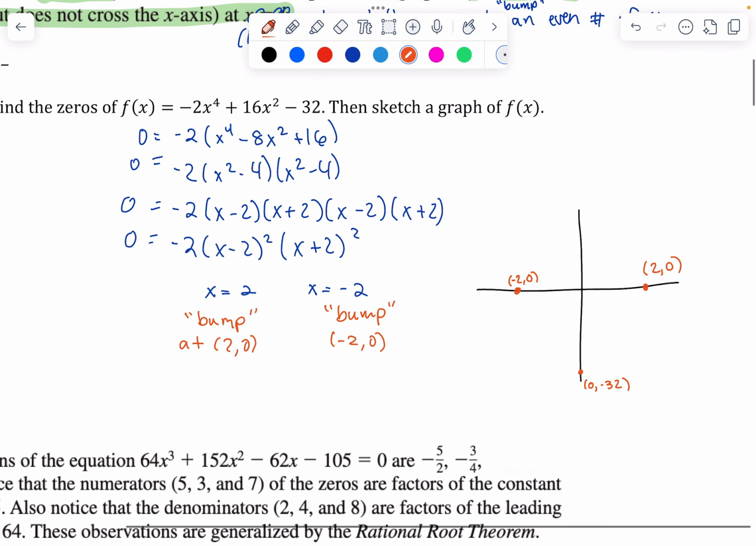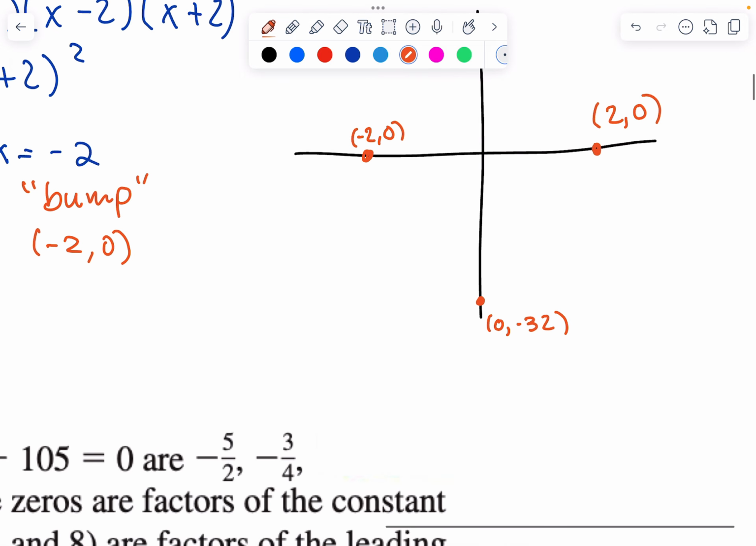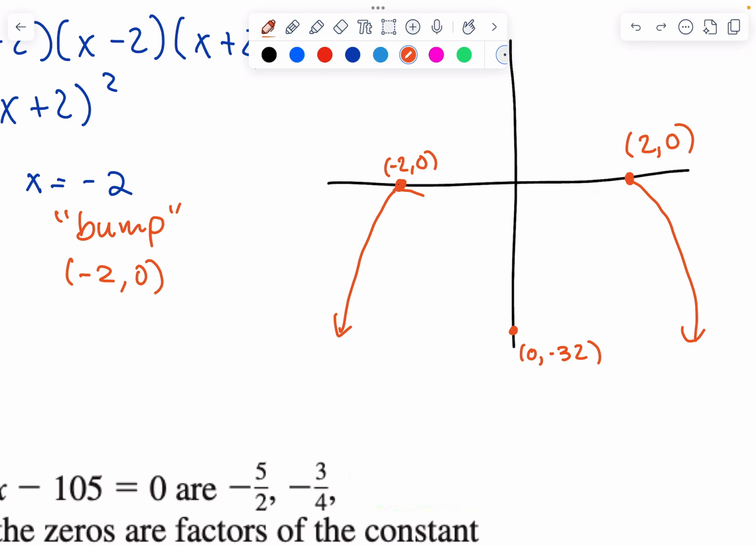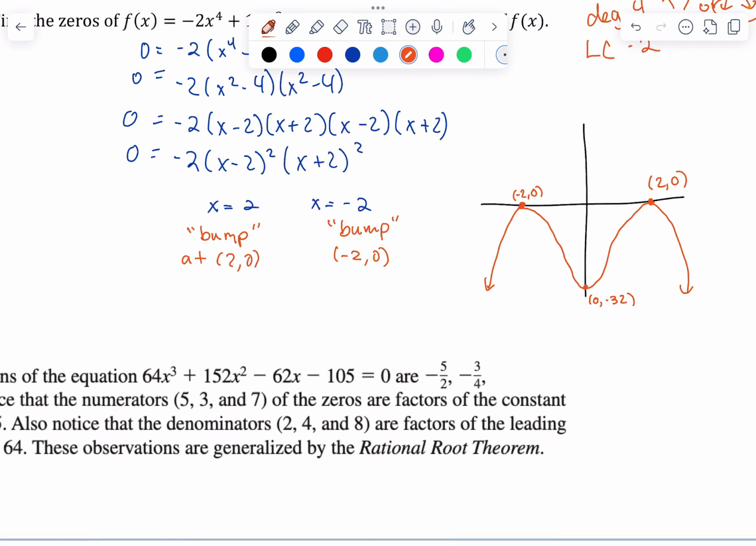And our degree is 4, so we know the end behavior is going to be the same. So those two pictures, and the leading coefficient is negative, so it's that. So I go to my leftmost point and my rightmost point, and I graph the end behavior. And then because it bumps, I know I'm not going to cross the x-axis at either of these points. I'm just going to bump it and head back down. So the graph will look something like that.